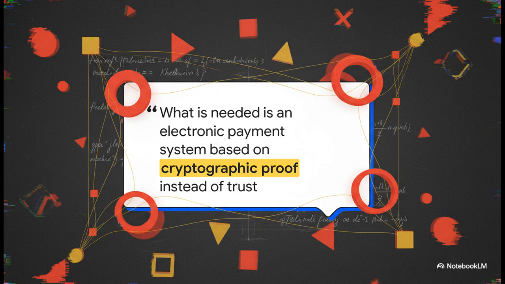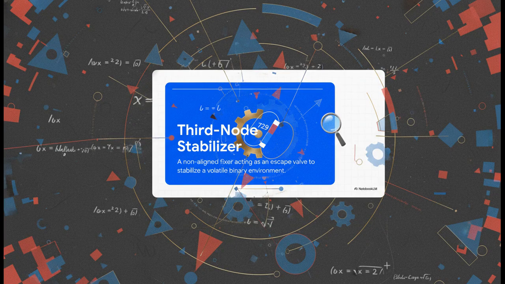It generates immense systemic friction. But by utilizing decentralized cryptographic proof, you completely remove the need for that centralized trust. You stabilize extreme volatility not through human consensus, which is flawed, but through immutable code and verification. If we apply that cryptographic logic directly to our 2026 timeline, we get the concept of the third node stabilizer.